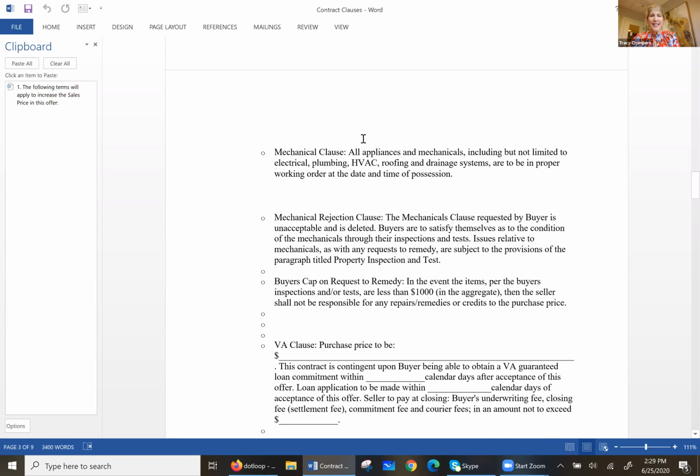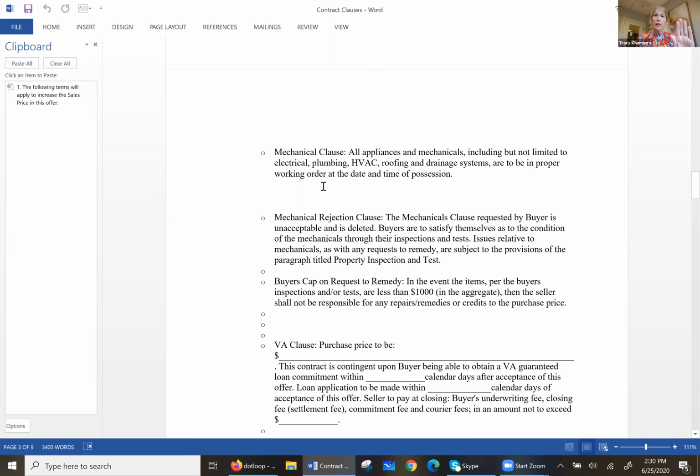Okay, this is an old clause that used to be a battle, and here's what happened. Every buyer's agent who wrote a purchase contract always put in the mechanical clause, and it made perfect sense. I still saw one not too long ago, and it said all appliances and mechanicals, including but not limited to electrical, plumbing, HVAC, roofing, drainage, and so on, are to be in working order at the date and time of possession.